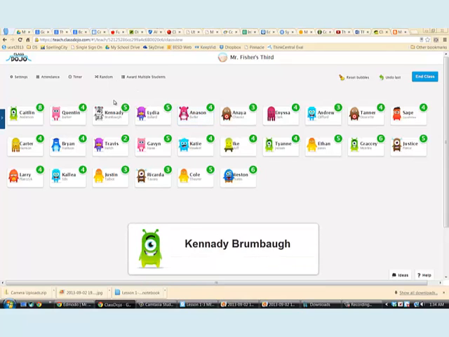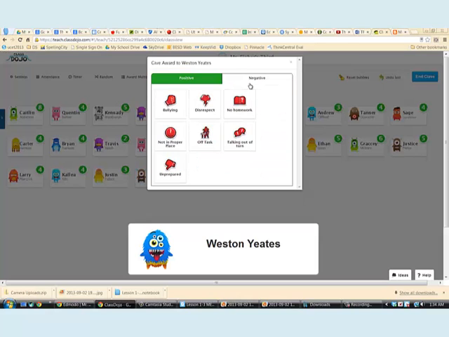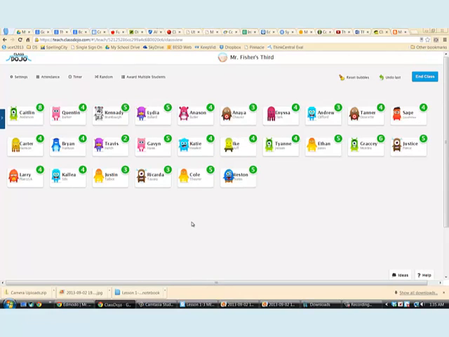Now, sometimes, like Weston, he just cannot sit still. Just kidding, Weston. Talking out of turn. Maybe he gets a negative point. Well, oh, so sorry. This is the way I'm able to keep track of their behavior, and I can do it with some of the tools that I'll be using.